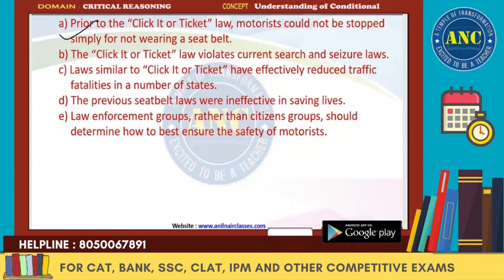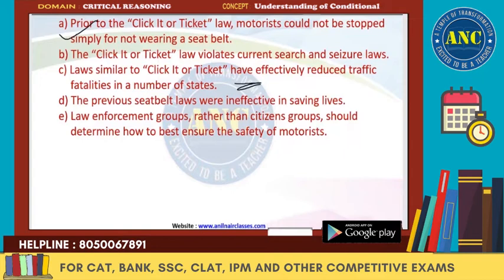Option B. The click it or ticket law violates current search and seizure laws. Now, search and seizure laws are never mentioned in the text. Hence, this choice is out of scope for the argument. Option C. Laws similar to click it or ticket have effectively reduced traffic fatalities in a number of states. Now, laws in other states are never mentioned in the text. Hence, again, this choice is also outside the scope of the argument.